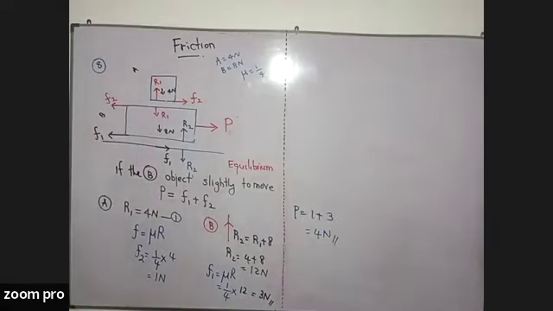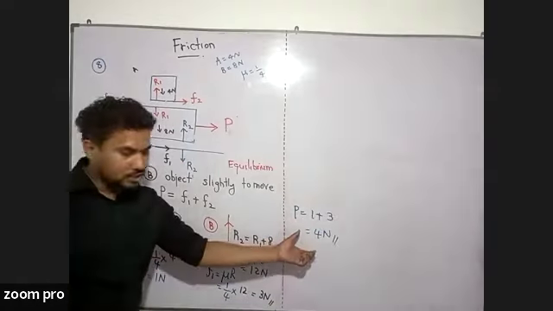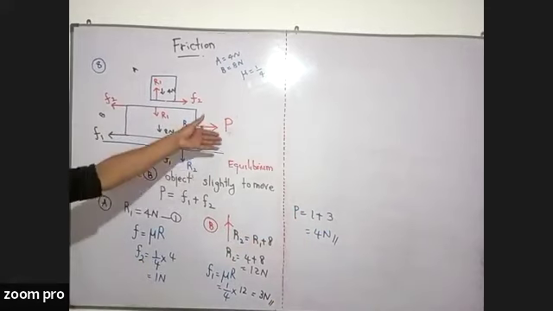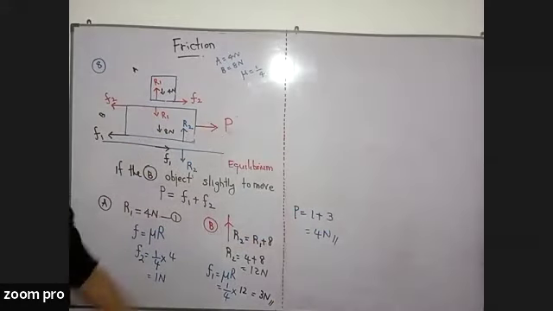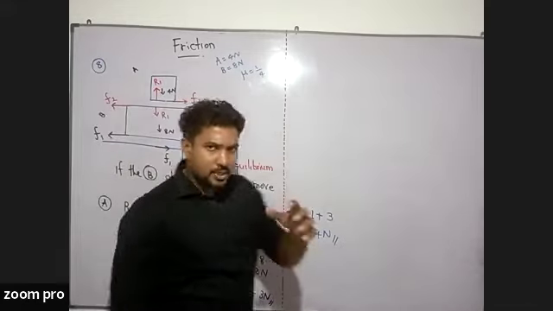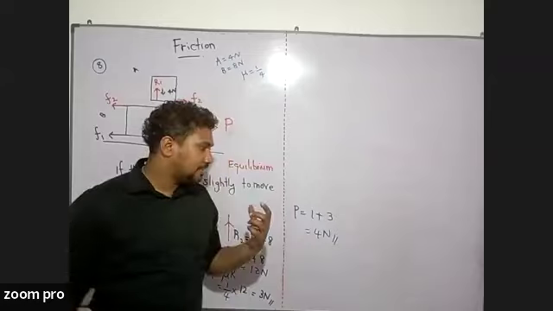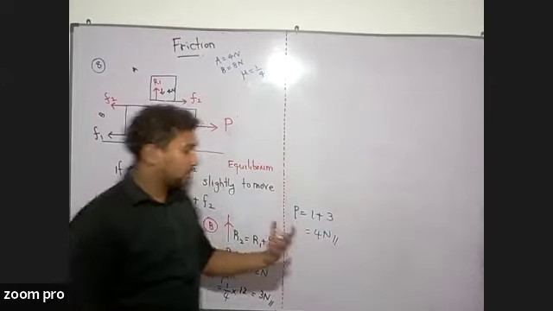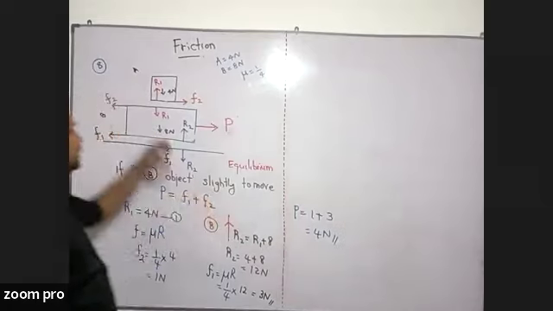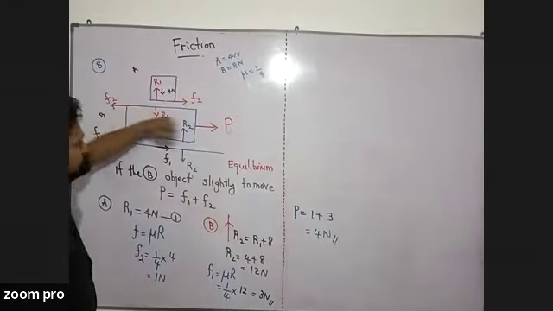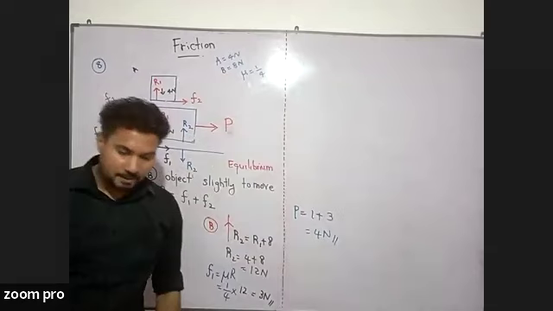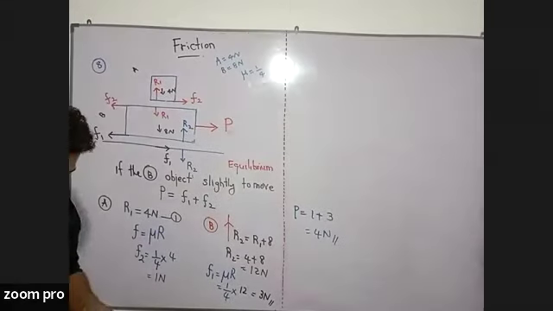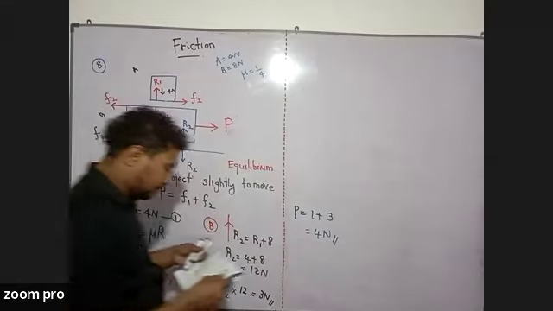Right? So this is the expected value for P to slightly move this object. So let's assume that if we exert a force greater than the 4 Newton, then obviously this B object should move towards the right direction, right? Okay. Then let's move to the second question, second diagram.